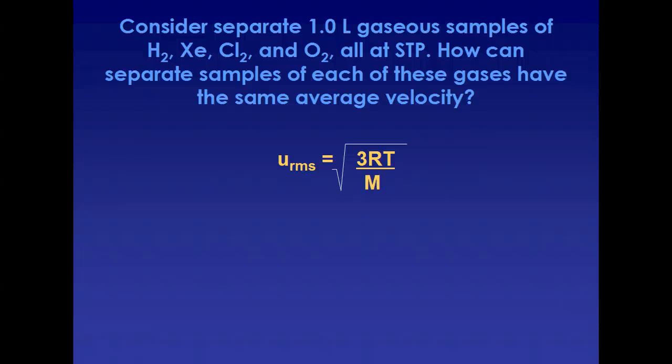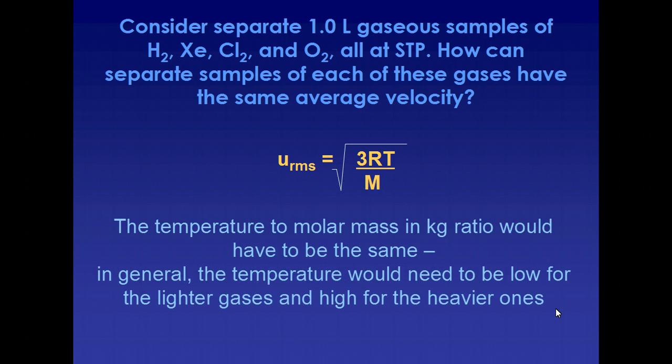And that would be that we would have to adjust the temperature, since those are the only two factors in this equation that we can manipulate. We've got our constant and we've got the 3. So if we have a smaller gas, then we would need a lower temperature so that that ratio would be closer to the others. And we would need higher temperatures for our heavier gases, so they would be moving relatively the same rate as the smaller gases at lower temperatures.